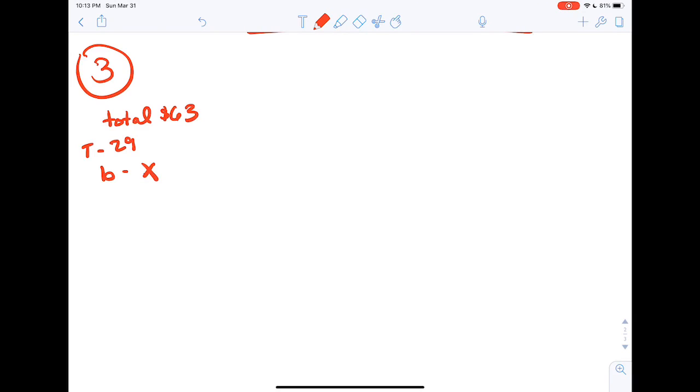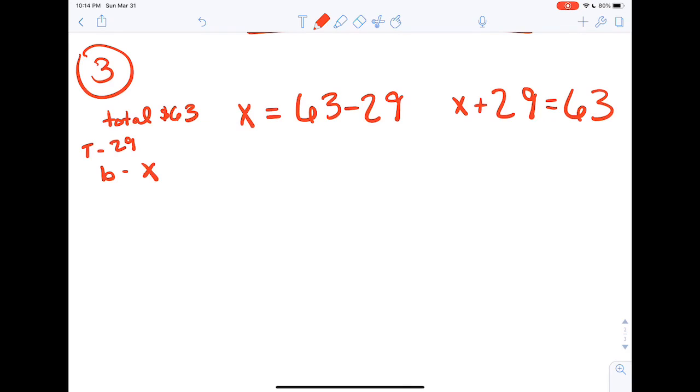So we can do this a couple of different ways. We can say that X equals that 63 minus 29, or we could say that the t-shirts plus the blouses, or the blouses plus the t-shirts, equals a total of 63. Either way would work. I'm going to show you how that works. So I'm going to do my work over here to the left since I've run out of room. So 63 minus 29, I'm going to borrow, and I end up with 34. So X would equal 34 here.